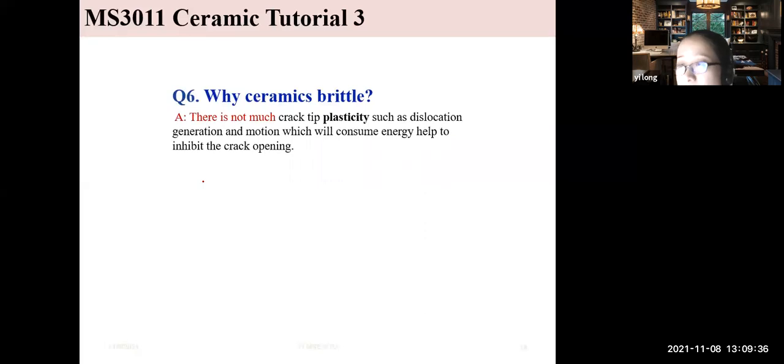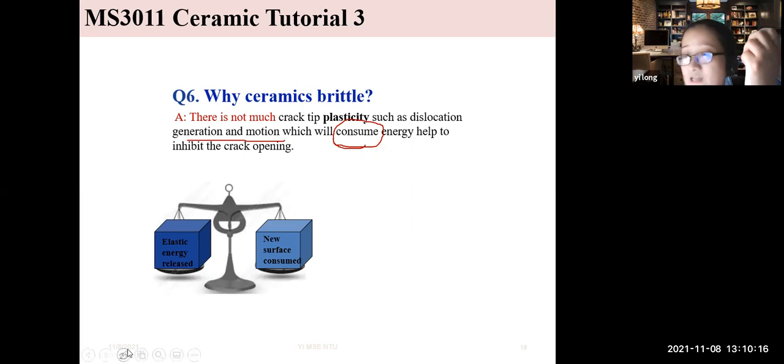So why is ceramic brittle? There's not much crack tip plasticity, such as dislocation generation and motion, and these two will consume energy. So in the balance, you know which one you go, right? It's release or consume. Consuming energy helps to inhibit the crack opening. Crack opening means you're going to have more and more new what? Can you type? Surface. Thank you, Mingtan. Excellent. So you get the point already.